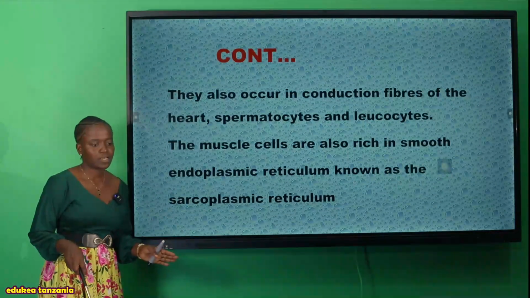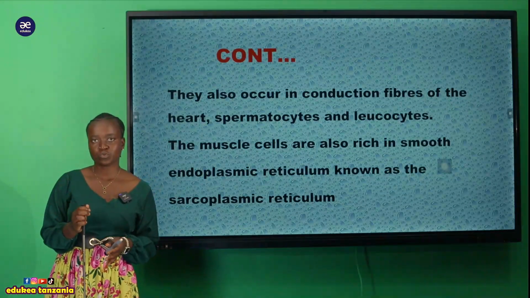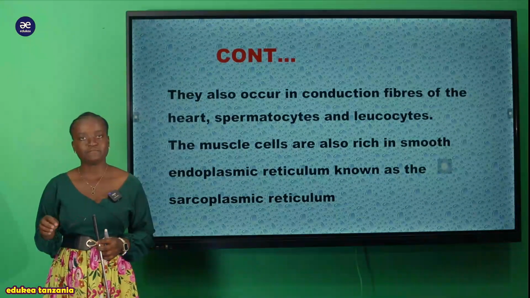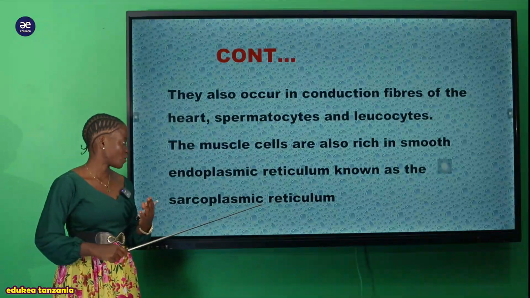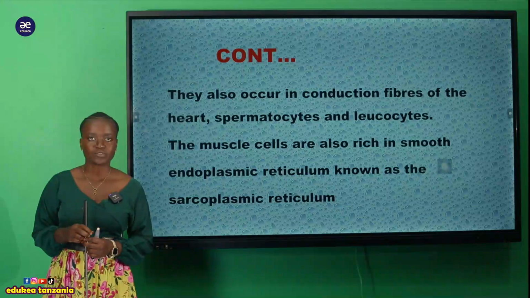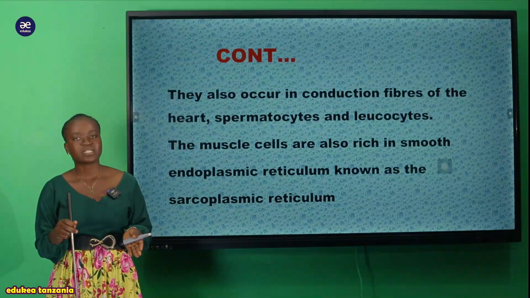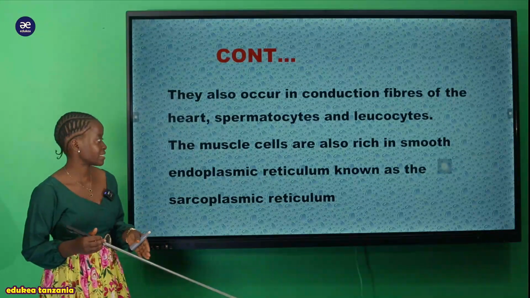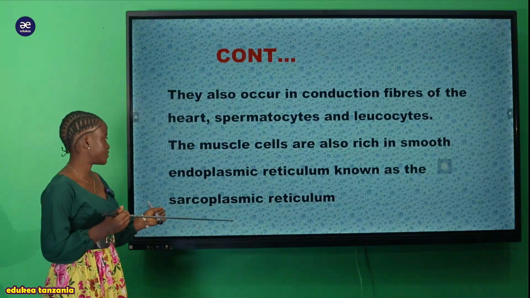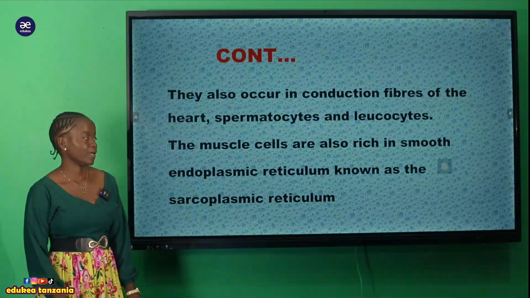So the endoplasmic reticulum, which is found mainly within the muscles, is called the sarcoplasmic reticulum. You have to note this word, sarcoplasmic reticulum. You can be asked in your exam, what is sarcoplasmic reticulum? So don't be surprised. The sarcoplasmic reticulum is just endoplasmic reticulum occurring within the muscle cells. So that is where you can find the smooth sarcoplasmic reticulum.